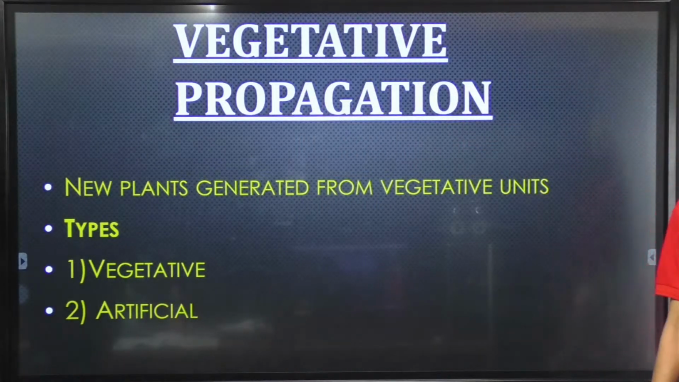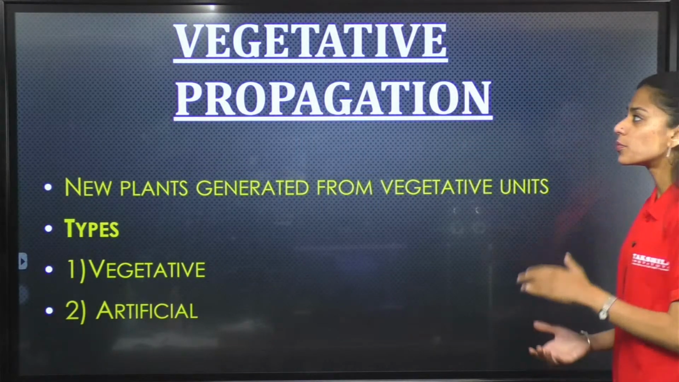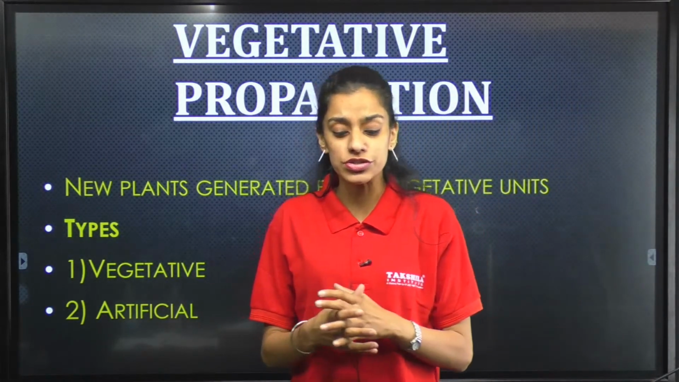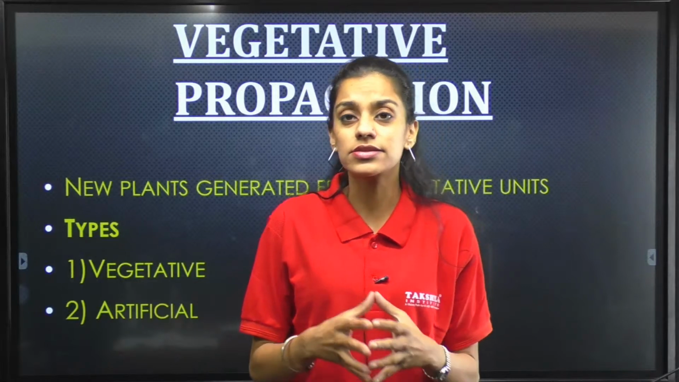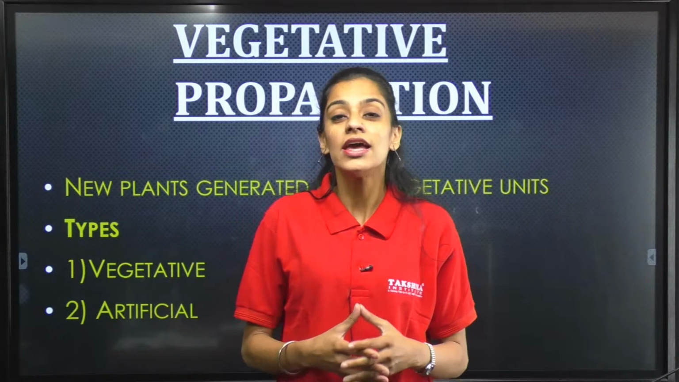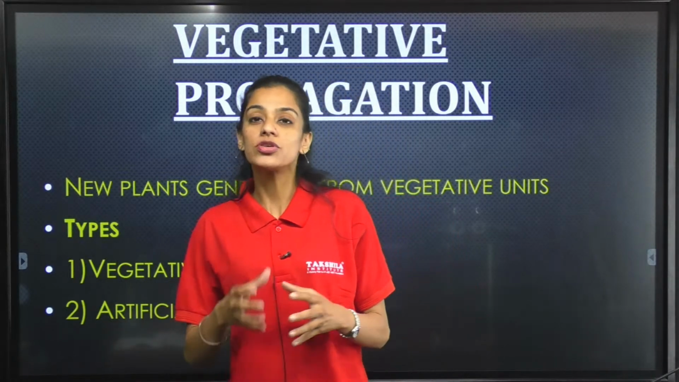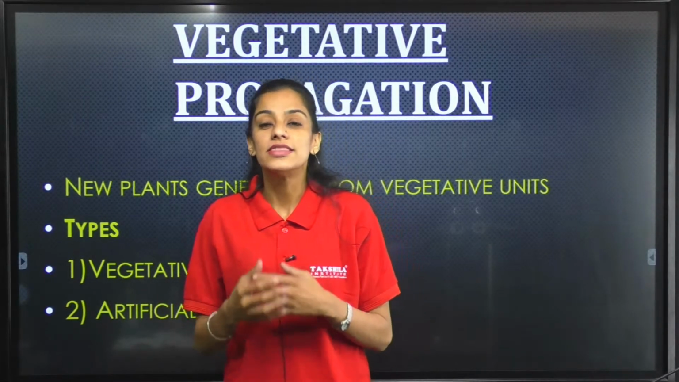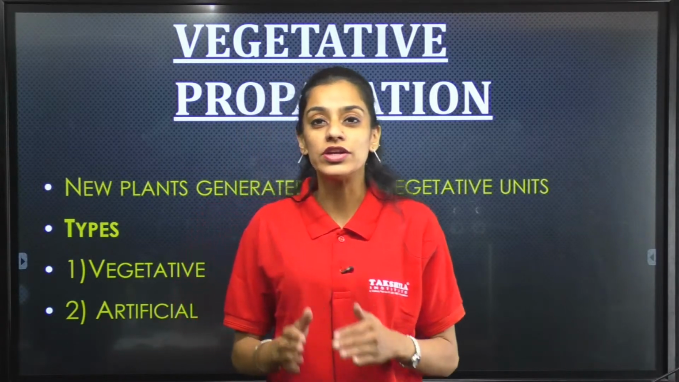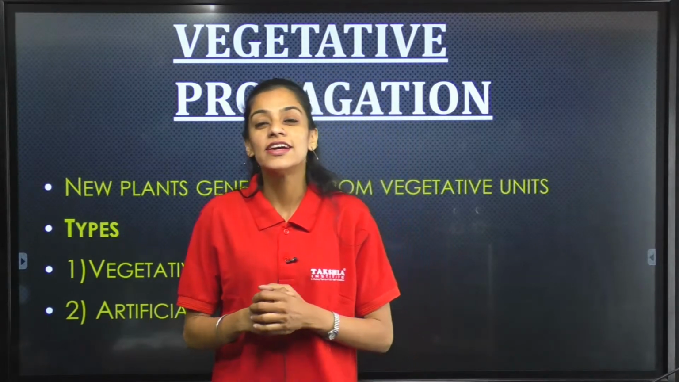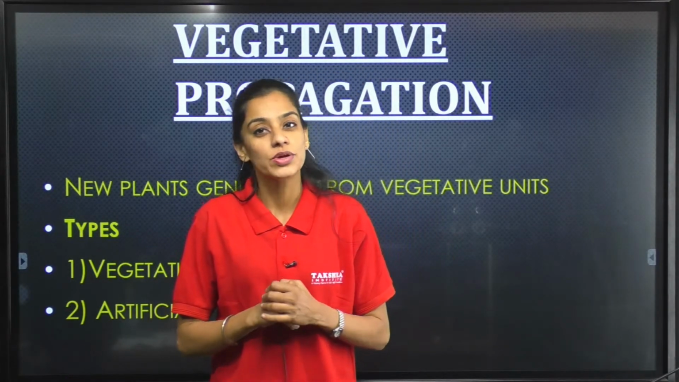So vegetative parts are there. Vegetative propagation is when you use the vegetative parts of the plant; roots can come, stems can come, leaves can come. You have a number of vegetative parts, and when we use those vegetative parts and germinate them so that we can synthesize new organisms from them, that is referred to as vegetative propagation.